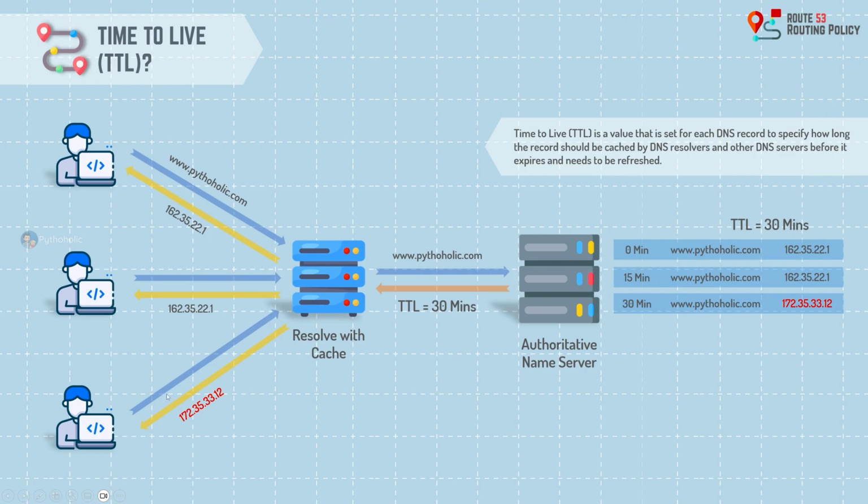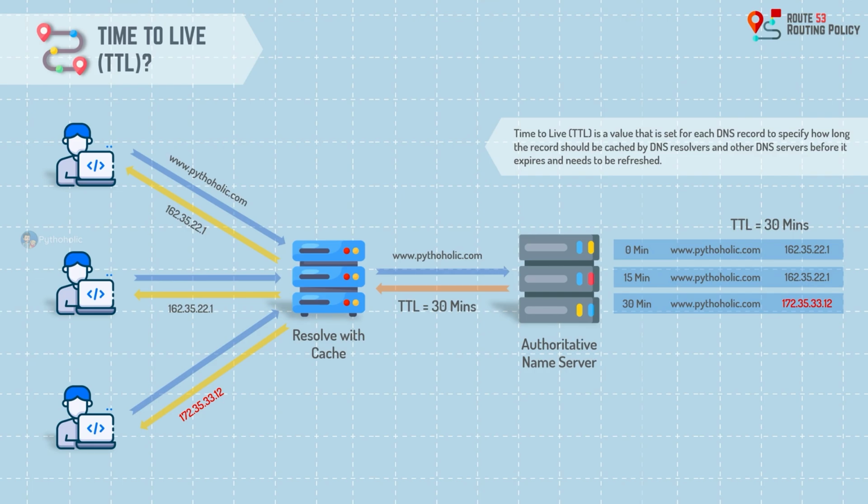And the last one that we have here is the user that exceeds the 30-minute threshold. And that is why the IP has changed during that time. So it sends the new IP address to the third user. And that is what time to live is. Time to live is a value that is set for each DNS record to specify how long the record should be cached by the DNS resolver and other DNS servers before it expires and needs to be refreshed. And 30 minutes is basically a huge amount of time considering the availability of the servers.